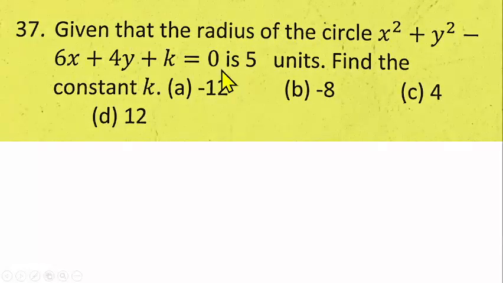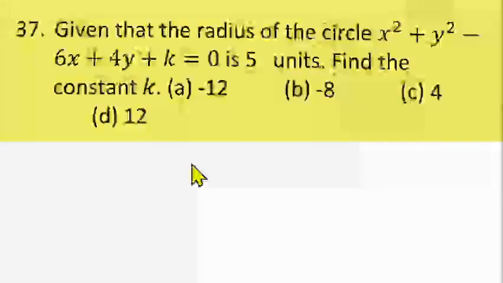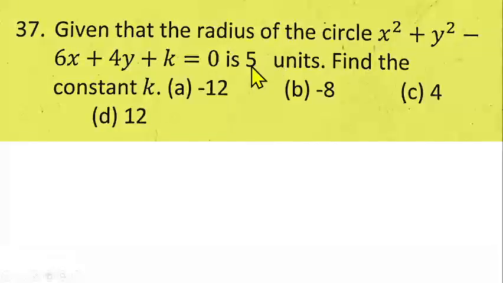Question number 37, we are given that the radius of this equation of circle equal to 0 is 5 units. We have to find the constant k. So this is from equation of circle. You are given the equation of the circle to be equal to 0, and the radius is 5. So you have to find the value of k here.